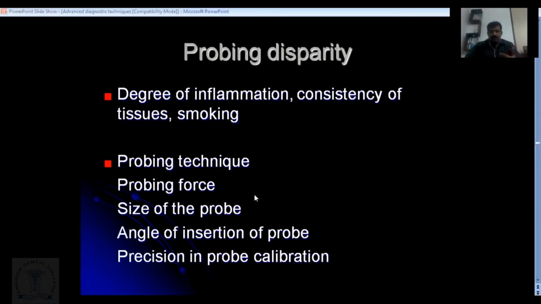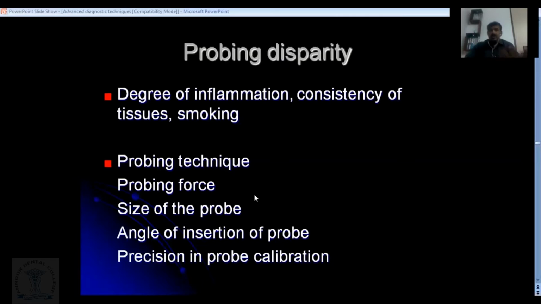Another problem, a disparity in probing that may occur, is the probing force. When I'm experienced, due to my experience, I probe with a lighter force, while a third-year student, just as he enters clinic, will be using too much force, probably injuring the gingiva. Because of the probing force, the probe can penetrate more, and the readings may be different.